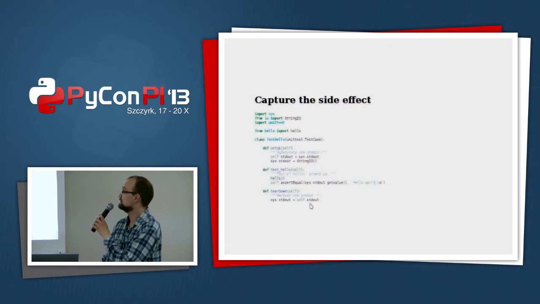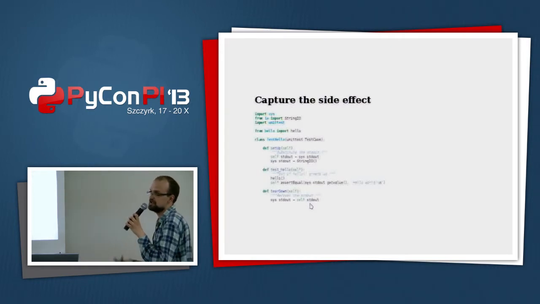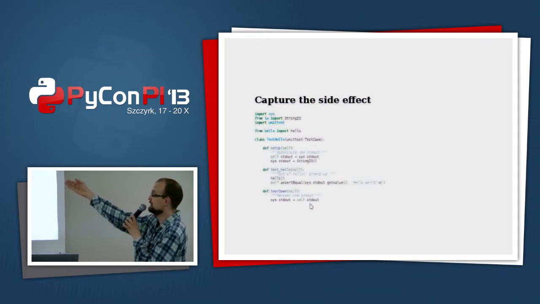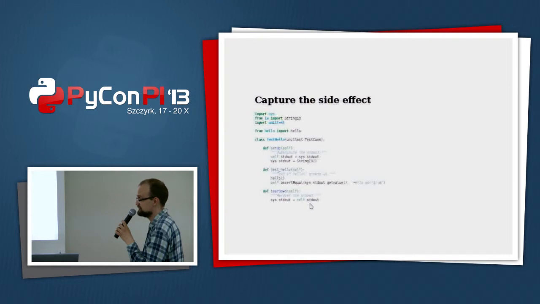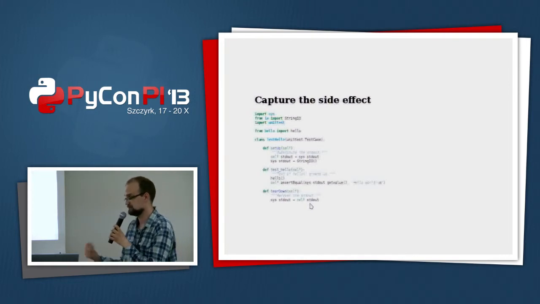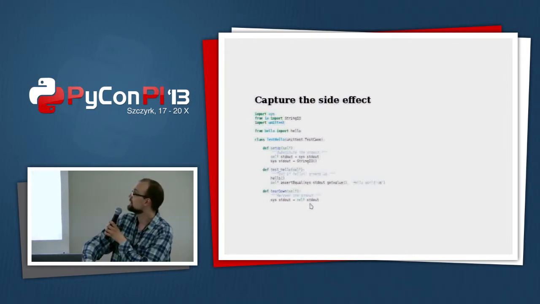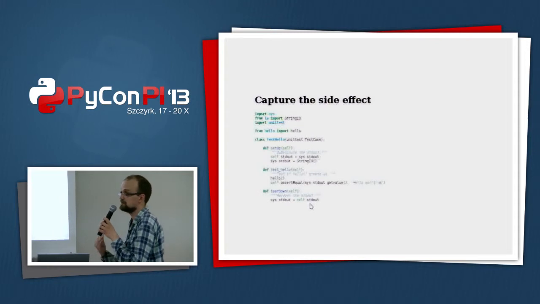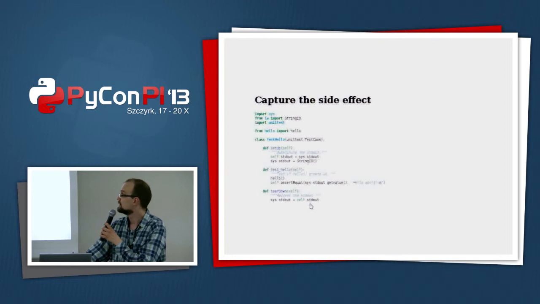And it's also very important that we put the original stdout back, because if we don't do it, then everything would be printed into this object, and we of course don't want that, because other test cases may depend on having the stdout correct. Okay.